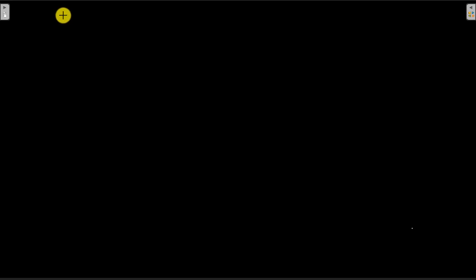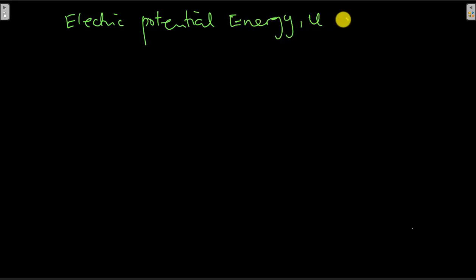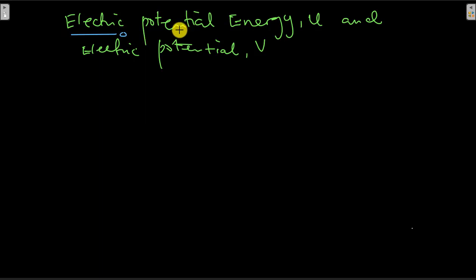Hello everyone, in this video we'll look at electric potential energy, for which we'll use the letter U, and electric potential, for which we will use the letter V. These are two different quantities in physics that give us a clear definition of the properties of an electric field: the electric potential energy U and the electric potential at a point.